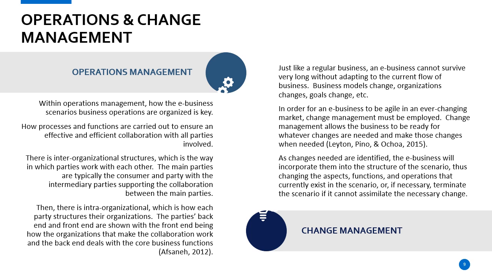Now, there are different types of structures that exist within operations management, one of which is the inter-organizational structure. That's basically how the parties work with each other. You have main parties like a consumer and the actual provider of the business. And then there could be intermediary parties that support the collaboration between those two main parties.